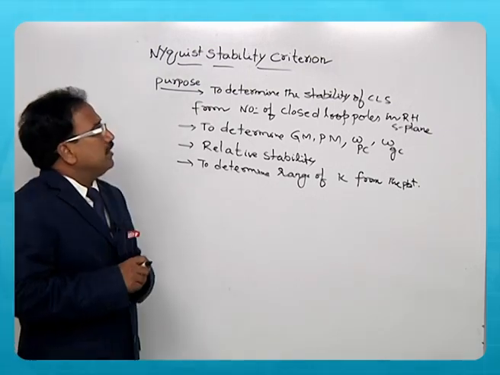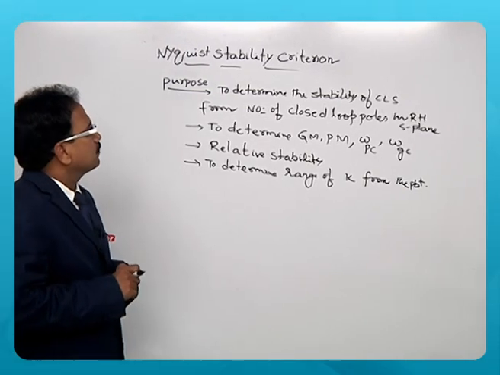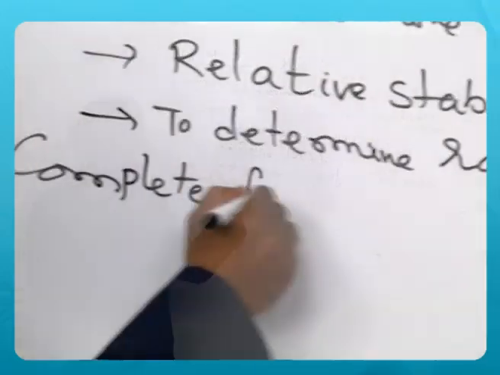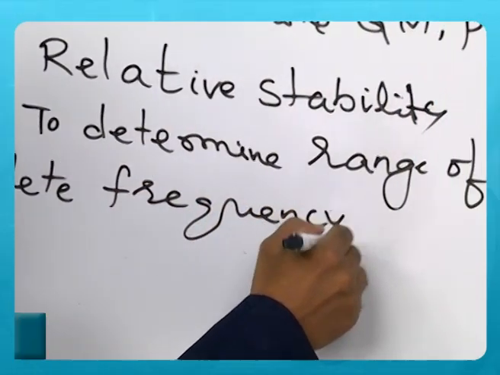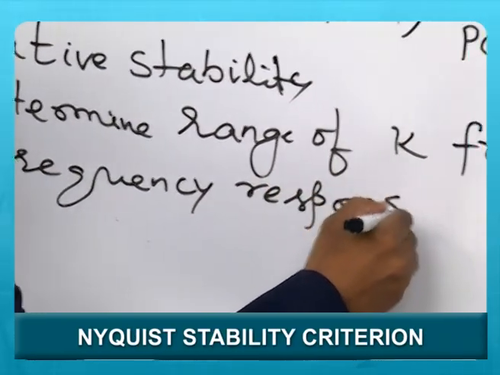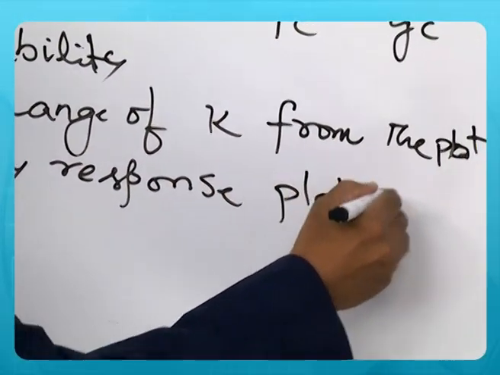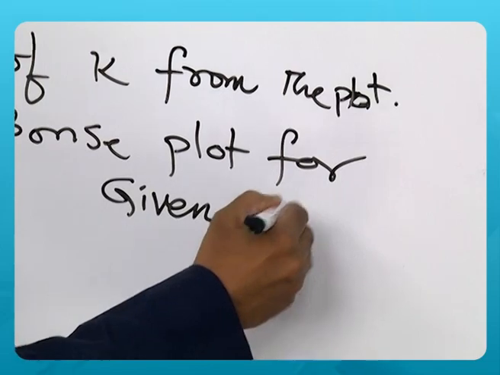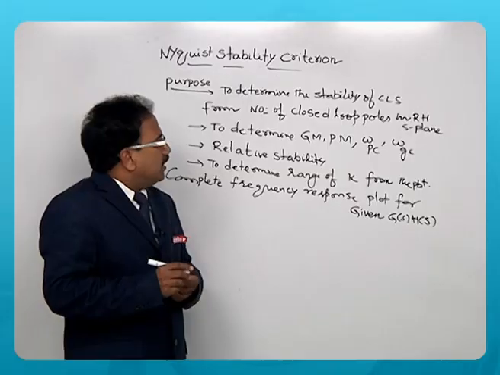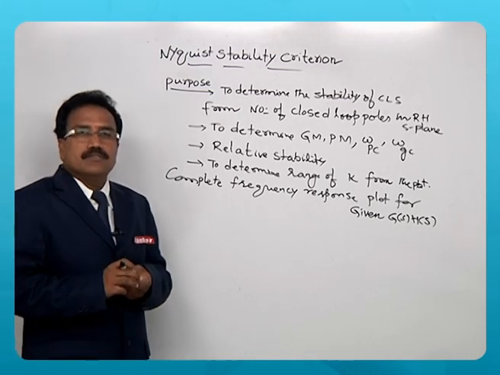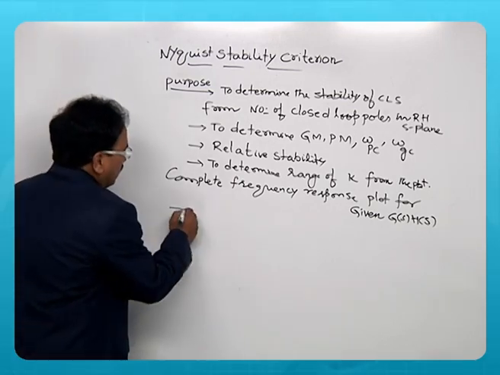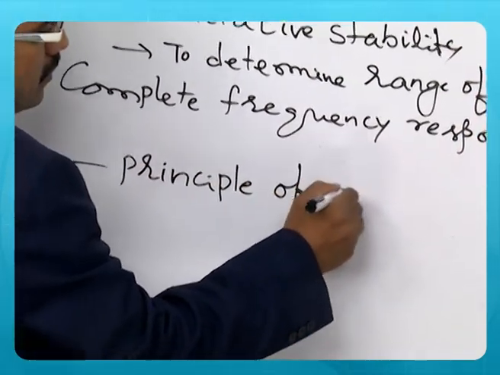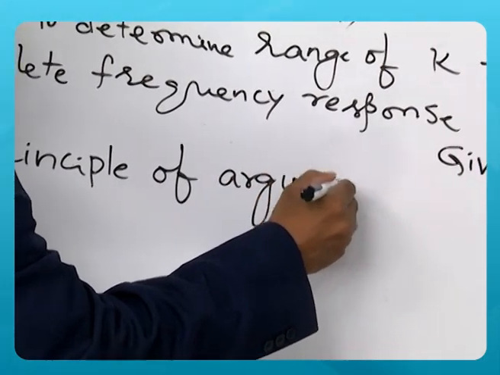So the plot is the complete frequency response plot for the given loop transfer function. And this Nyquist stability criteria basically works based on the principle of argument.